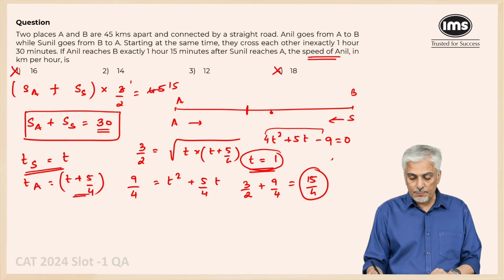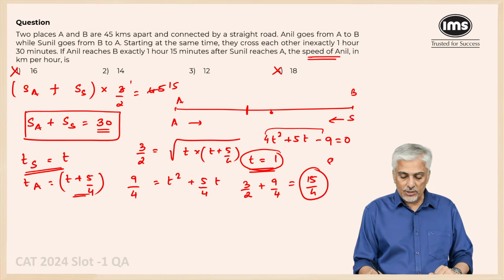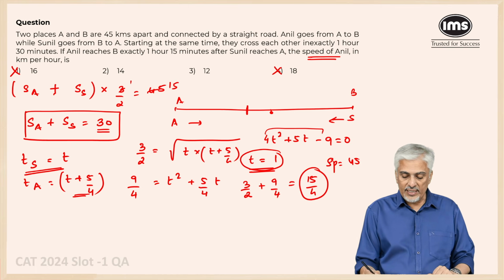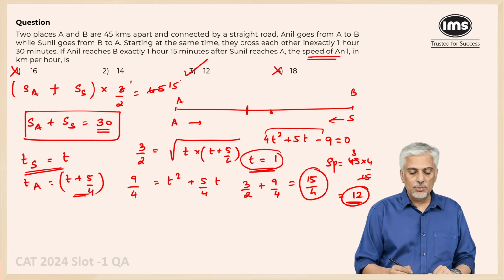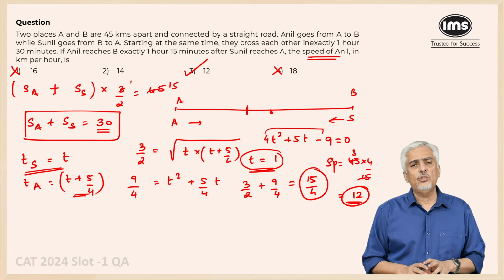So that's the time, right? So speed will be 45 divided by 15 by 4. So into 4 by 15. 15 ones are 15, 15 threes are 45. The answer will be 12. Third option.